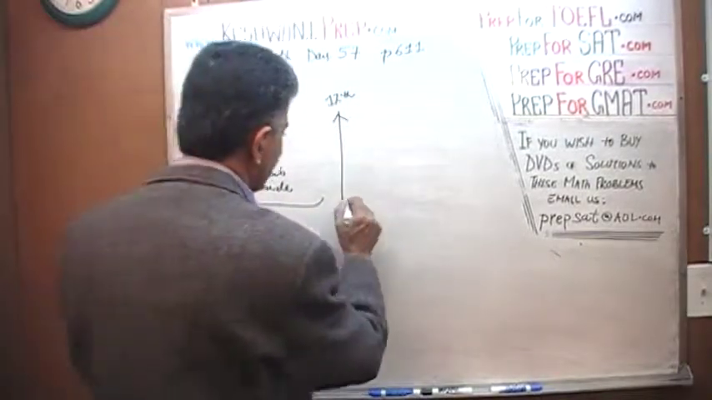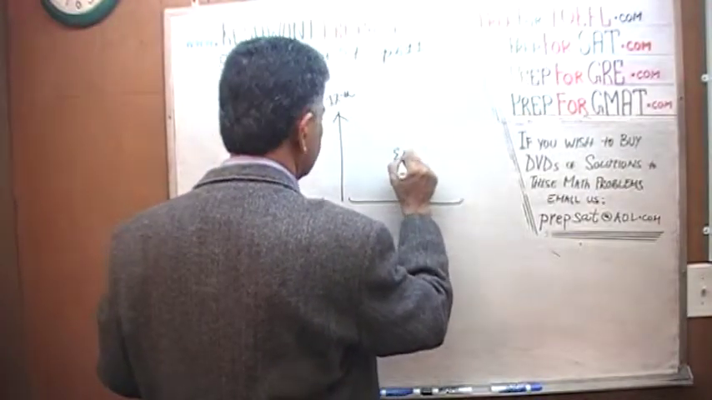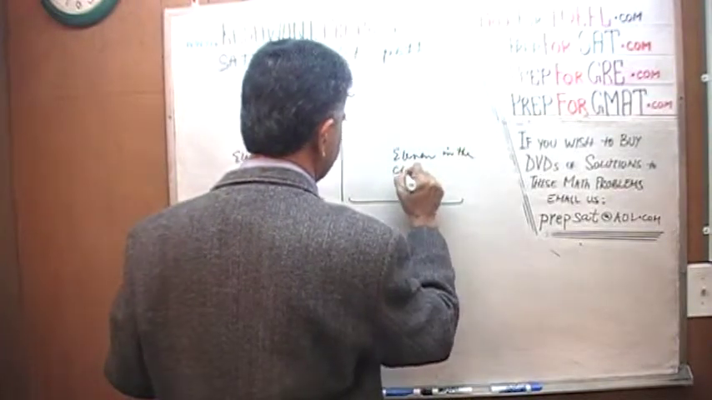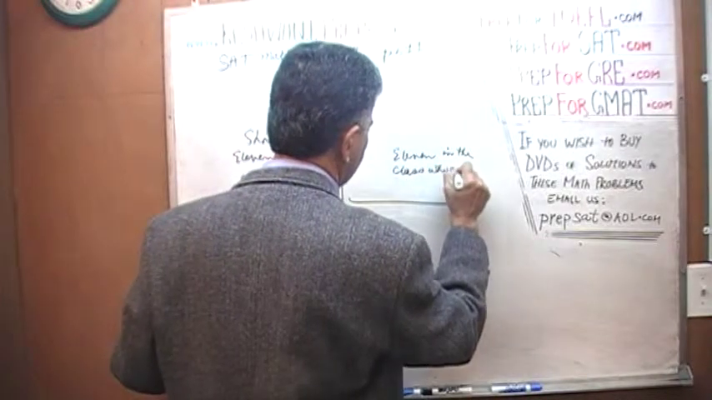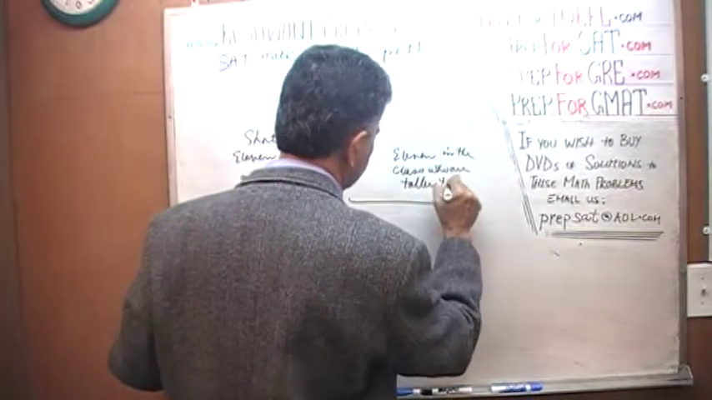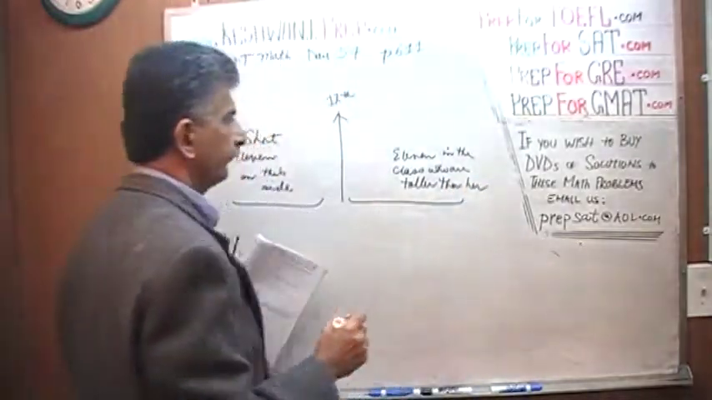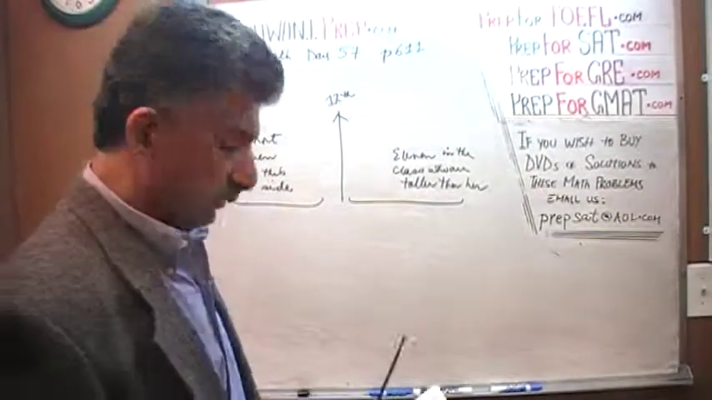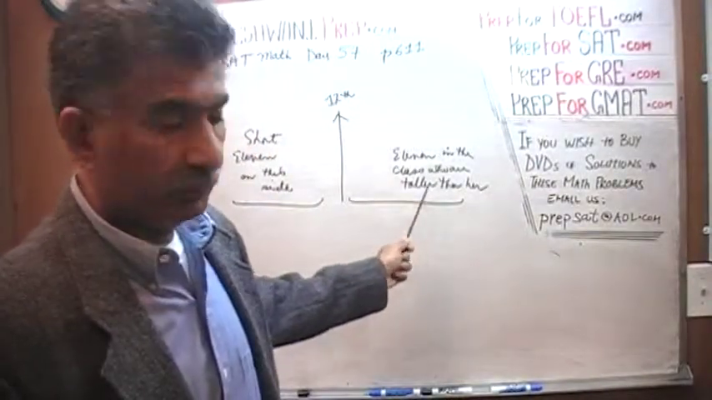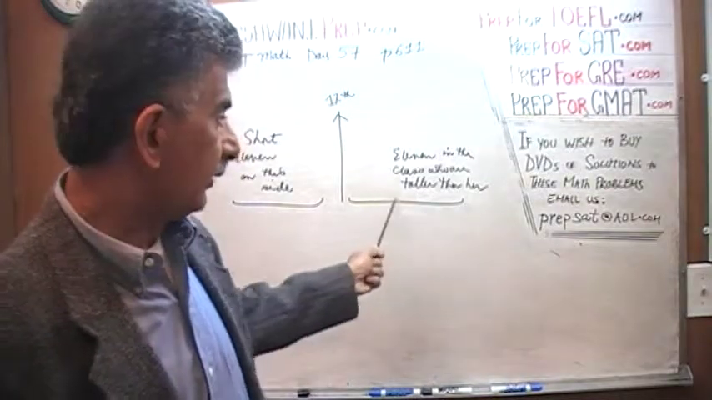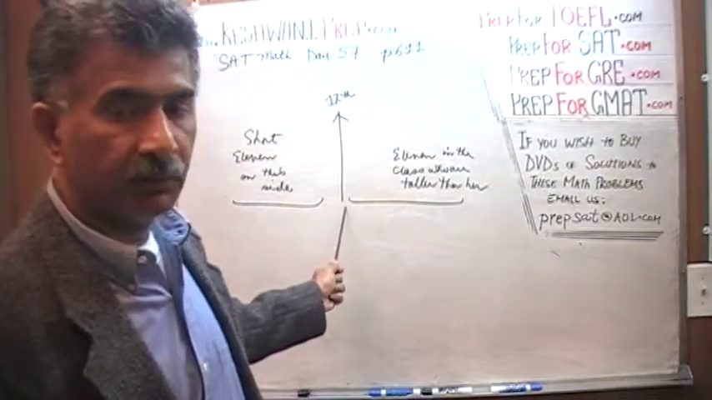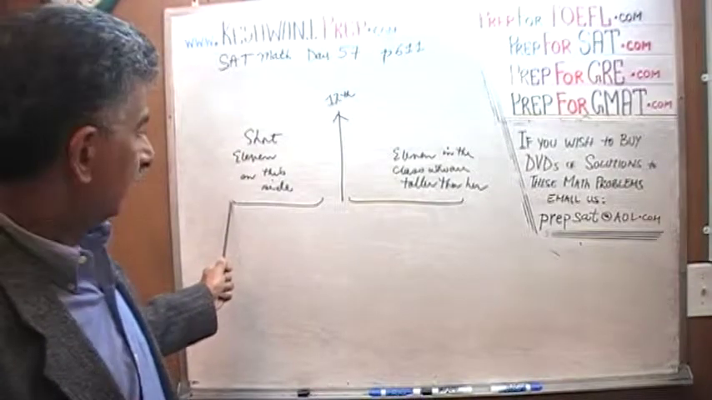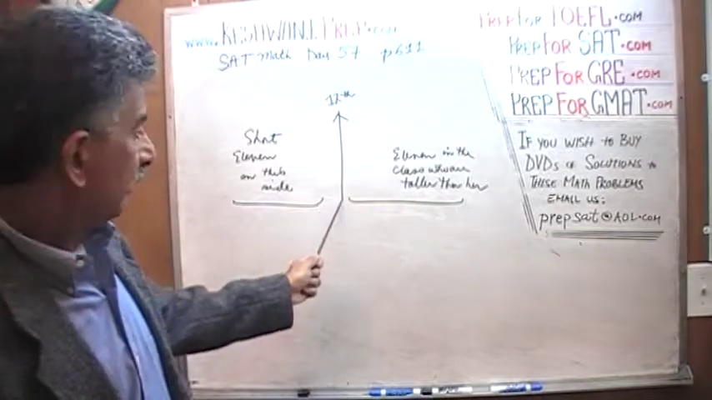And of course, there are also 11 people in the class who are taller than her, which is why she is also the 12th tallest. There are 11 people who are taller than her. So if you start from this end, from the tallest person, there are 11 of them before her, and she is the 12th tallest. If you start from this end, from the shortest person in the class, then there are 11 people who are shorter than her, and she is the 12th shortest.